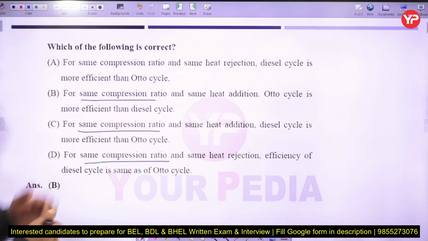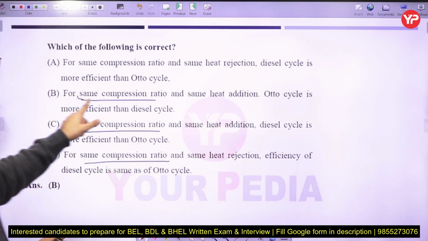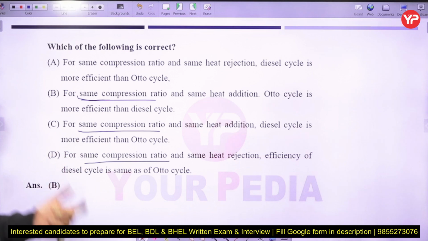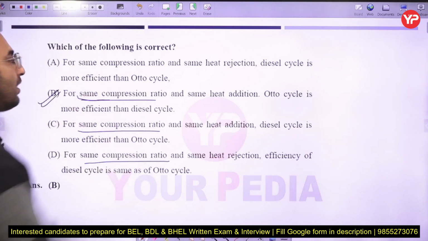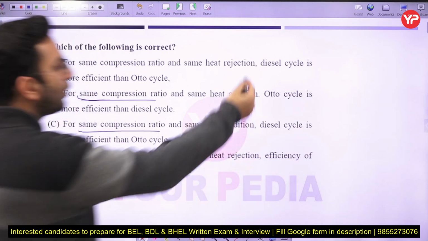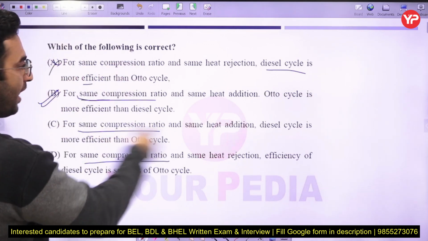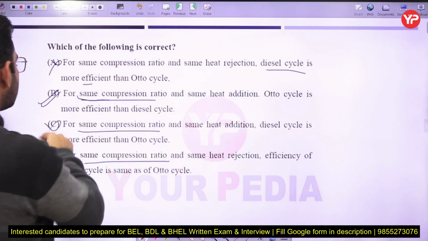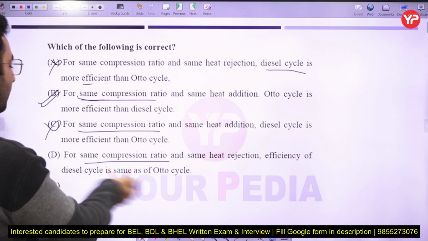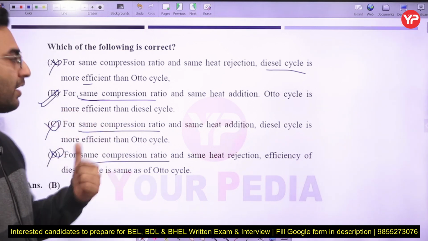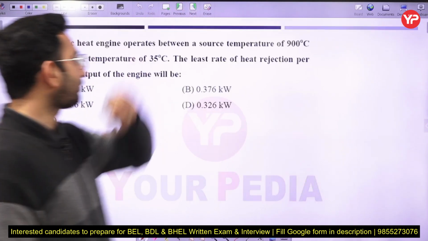Okay, so here you can see, if you are comparing at the same compression ratio, then the Otto cycle is always going to be more efficient. So option number B is going to be the correct answer here. Why so? Because the statement that the diesel cycle is more efficient is incorrect here. And in the same way option number C is also incorrect, and option number D is also incorrect here. So that means option number B will be the correct answer of this particular question here.